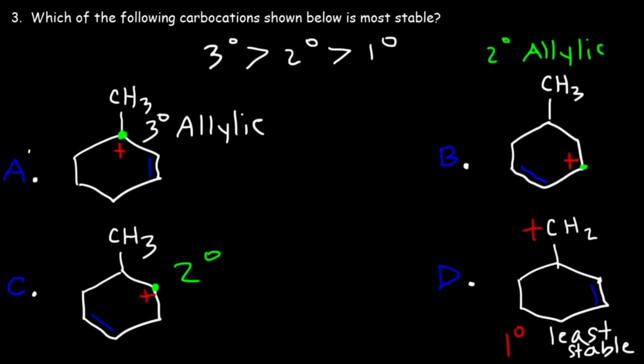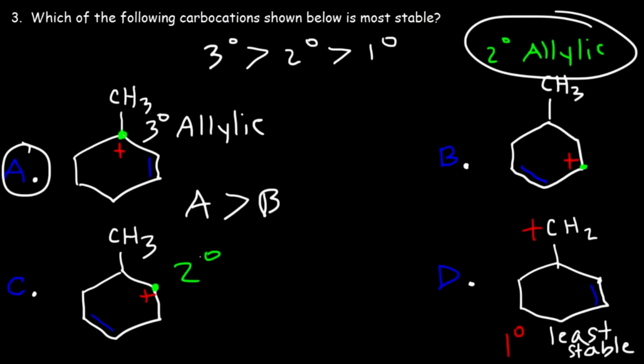The most stable is answer choice A. It's tertiary and it's allylic. So if we had to rank it, compound A is the most stable. After that, the next most stable is B. A secondary allylic carbocation is more stable than a regular secondary carbocation due to resonance. And then B is more stable than C, and D is the least stable. But answer choice A is the answer. That's the most stable carbocation that we have in this selection.